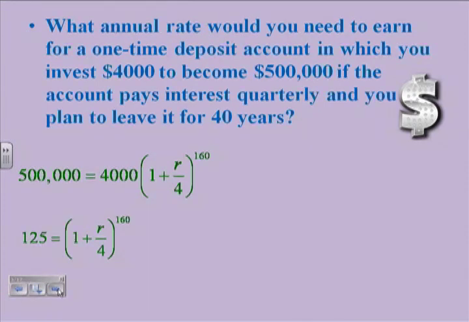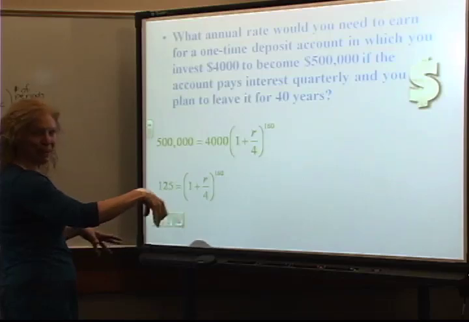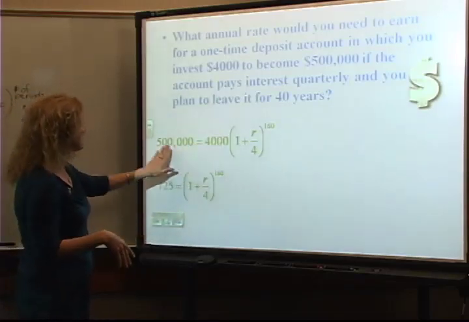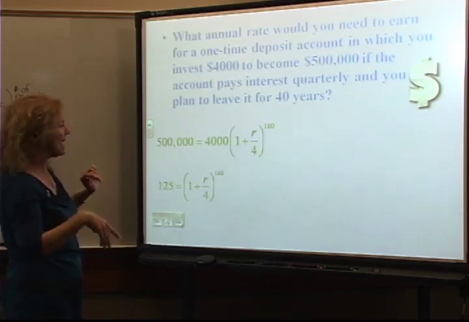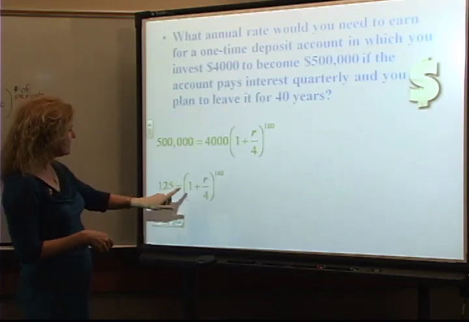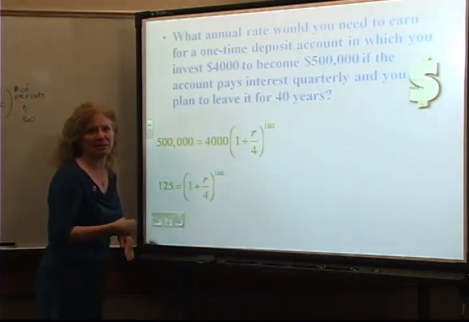I have to find out what that R is. So you take the outermost, it's kind of like the edge of the herd. You're going to start picking it off. I know that's not so mean, but oh well. I need to pick off that 4,000 because he's on the outside edge, and that gives me 125 is equal to all of this to the 160th power.